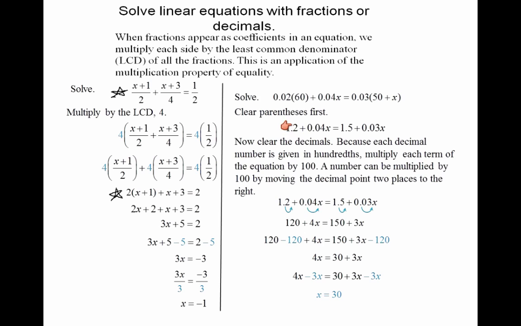So if I multiply each term by 100, the first number becomes 120. The second number becomes 4. The next number becomes 150. And the next number becomes 3x. Again, this equation here and this equation are identical, except this one is a linear equation. No decimal in there, we can easily solve that. Then we can isolate the variable like I showed you and then solve for x.